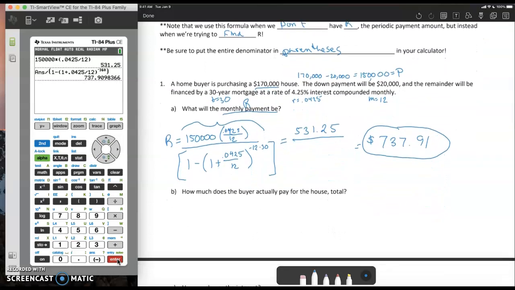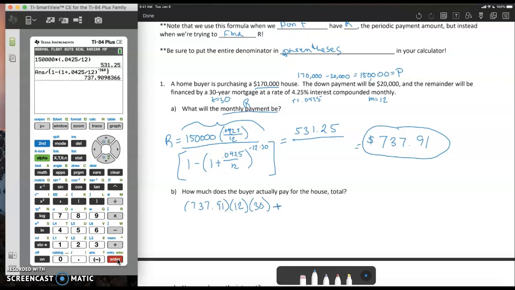Now there may be other types of questions, and similarly to the prior sections, if they ask you for anything other than either that periodic payment or that principal amount, the big R or the P, then there's other steps to be done. So how much does the buyer actually pay for this house total? Okay, well, they are making $737.91 payments 12 times a year for 30 years.